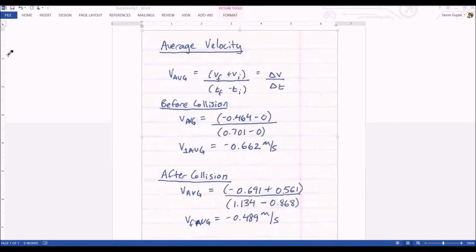To find the first average velocity, we use the points (0, 0) and (0.701, negative 0.464). The second number represents the position and the first number represents the time. The change in position divided by the time gives us v1 initial as negative 0.662 meters per second. To find the average final velocity, we use 2 points after the collision, such as (0.868, negative 0.561) and (1.134, negative 0.691). The average final velocity equals negative 0.489 meters per second.